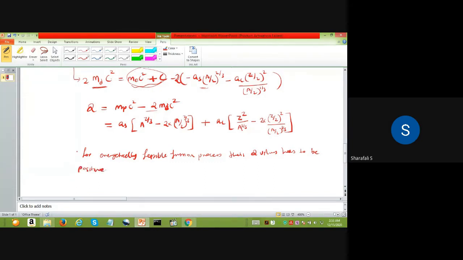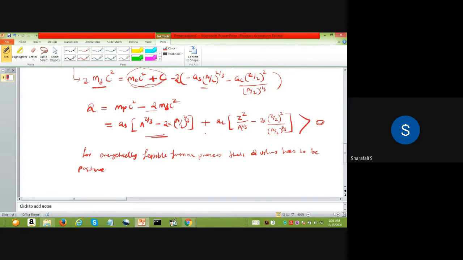So only then is it energetically possible, which means that this value should be greater than 0. Then only will that reaction happen spontaneously, naturally. That is an energetically feasible or energetically possible reaction. So this value should be greater than 0. Then only will it happen spontaneously.